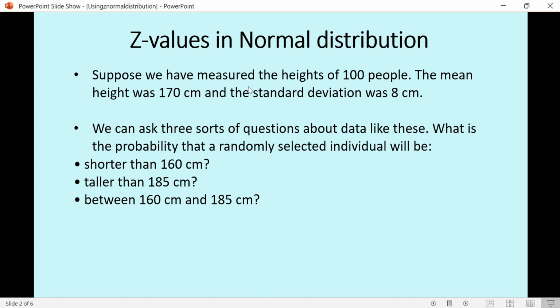Suppose we have measured the heights of 100 people and the mean height was 170 cm and the standard deviation was 8 cm. So now we have several questions. What is the probability that a randomly selected individual will be shorter than 160 cm? The second question is taller than 185 cm. And the third question is the probability between 160 and 185 cm.